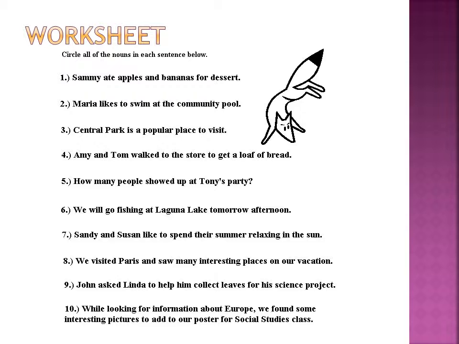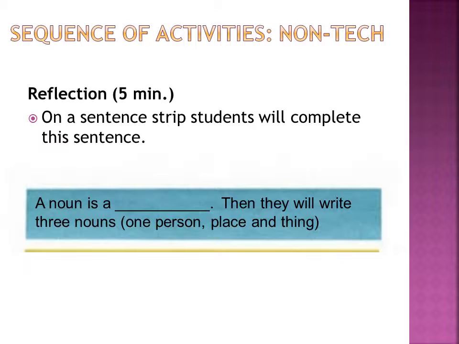And here is a sample copy of the worksheet where students will have to read the sentences and circle or underline the nouns. They will end the activity with guessing their classmates' clues to their nouns. Finally, at the end, students will reflect on their sentence strip by completing the sentence, "A noun is a blank," and then writing three nouns: a person, a place, and a thing.